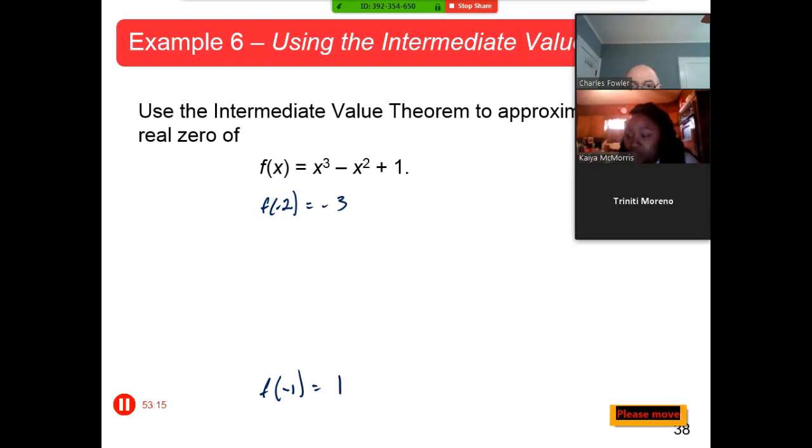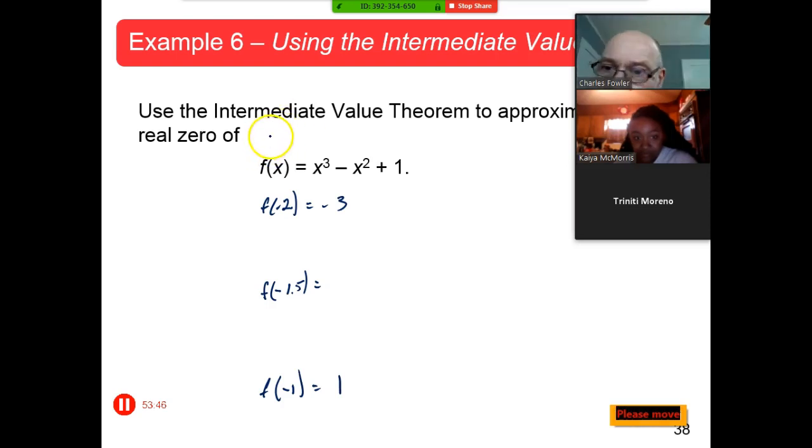Now, let's pick a value x in between negative 2 and negative 1. What would be a good one? Between negative 1 and negative 2. Negative 1.5, is that what you said? Yes, it sounds like a good choice.